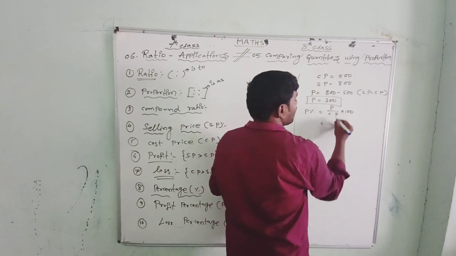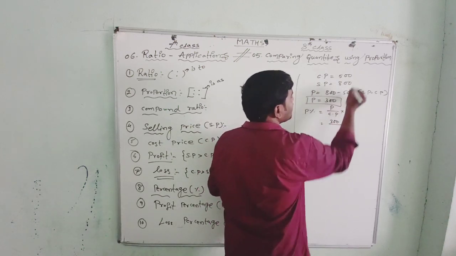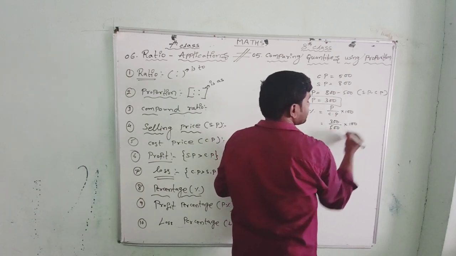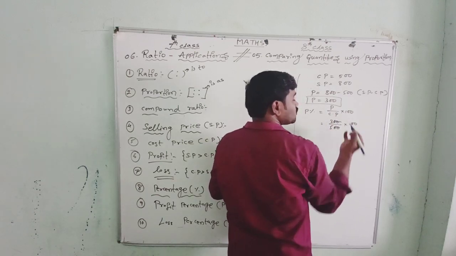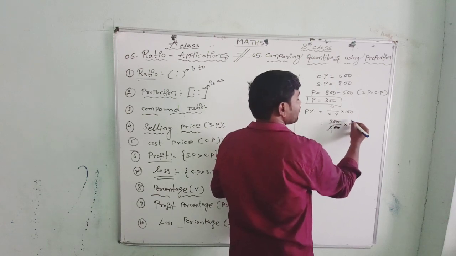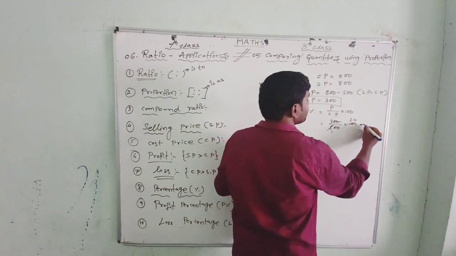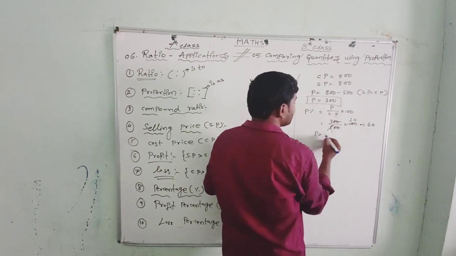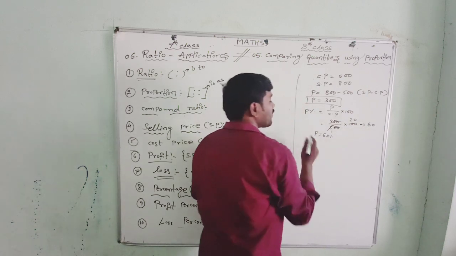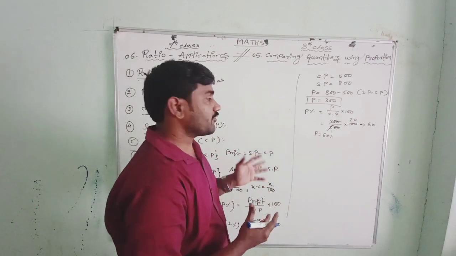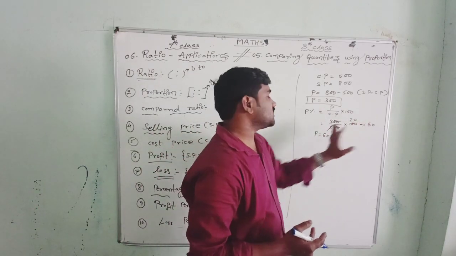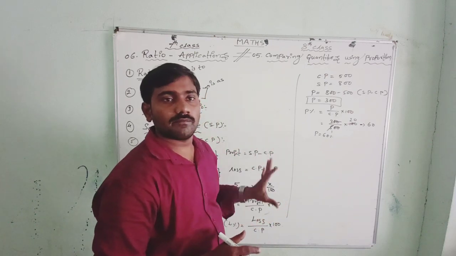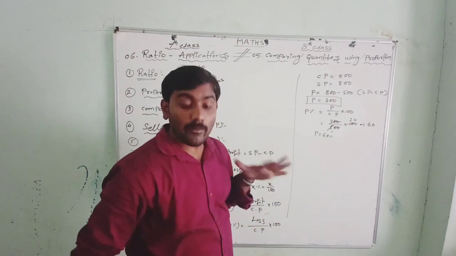Then profit is what? 300. What is the cost price? That is 500 into 100. See that these two zeros will get cancelled. 5 twos are 10 and 0. We will get 3 into 20, that is 60. Therefore, profit is equal to 60%, or profit percent is equal to 60. You can write profit percent is equal to 60 or profit equal to 60%. Very simple. So in this way we can calculate the profit percentage.